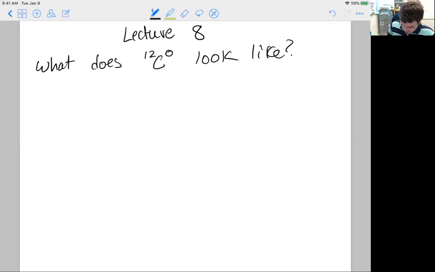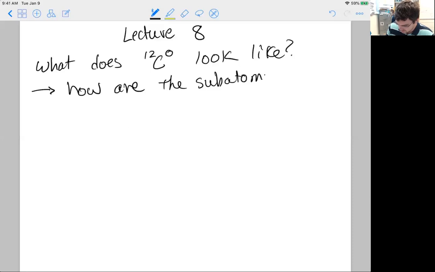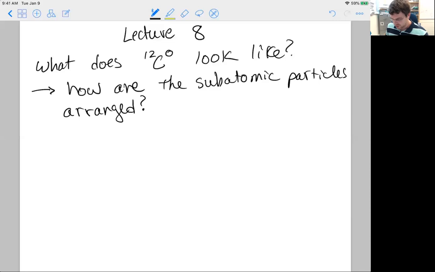So the question really is asking, when we ask what it looks like, how are the constituents or the subatomic particles of the atom arranged? So how are the subatomic particles arranged?